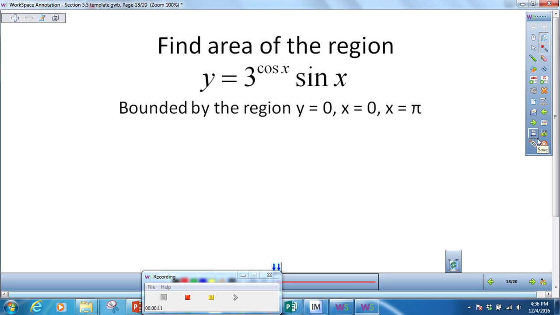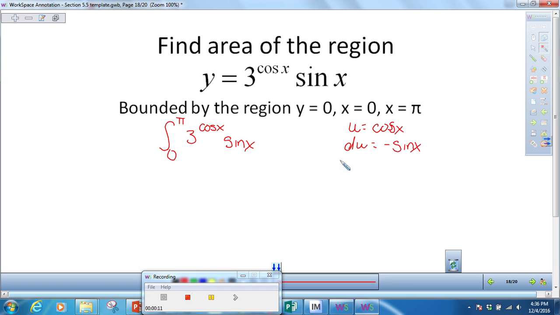Find the area of the region bounded by 3 to the cosine x times sine x, the x-axis, x equals 0, and x equals pi. Okay, this really is a chapter 6 problem, but we can do it. So the integral is simply going to be the integral from 0 to pi of 3 to the cosine x times sine x. We're going to have to do a u substitution. So we let u equal cosine x, so du is equal to negative sine x.